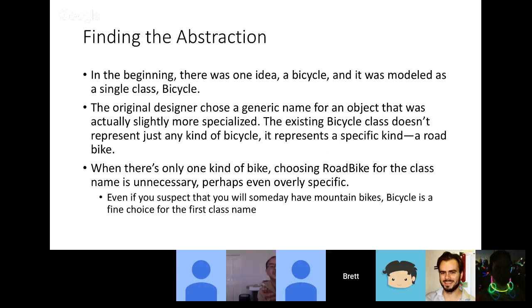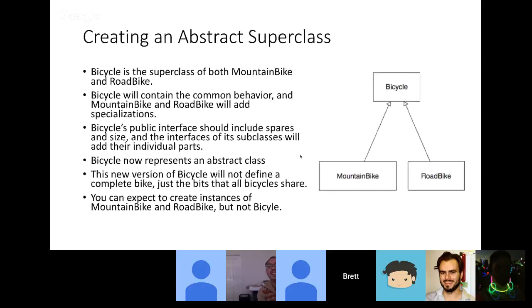Sorry about that. So the original designer chose a generic name. Even if one day you suspect that you will have mountain bikes, bicycle is a fine name for the class. Okay, so this is where we actually start to break it up a little bit. Bicycle is a superclass of both mountain bike and road bike. Bicycle will contain the common behavior, and mountain bike and road bike will add the specializations, as we know. Bicycle's public interface should include spares and size, and the interfaces of its subclasses will add their individual parts.